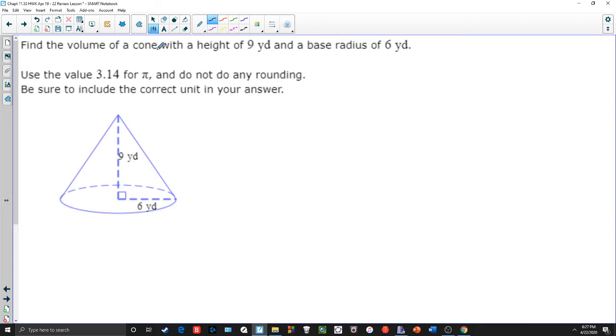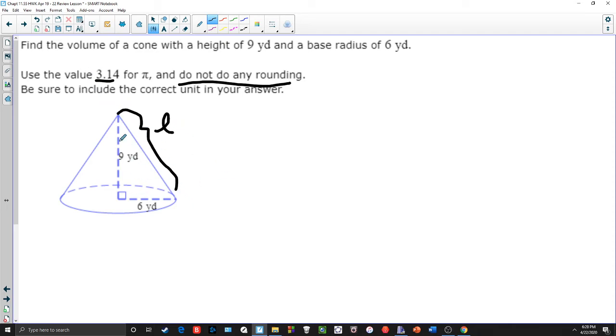So this one's a cone. Again, basic problem here. Use 3.14. Do not round anything, and be sure to include correct units. So we have a cone here. The radius is 6 and the height is 9. Again, this is the height we want for volume. This height right here, that's called the slant height, often abbreviated as a cursive L. That's used for surface area in some cases.